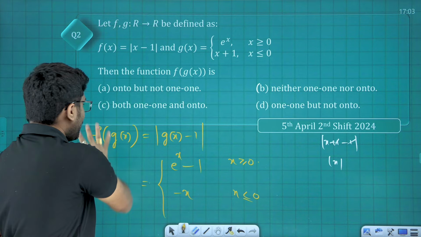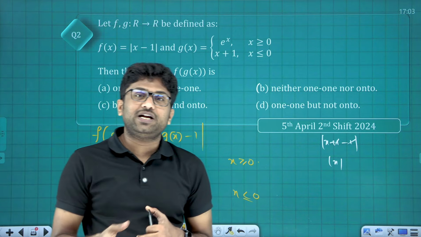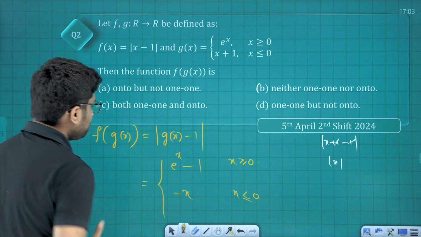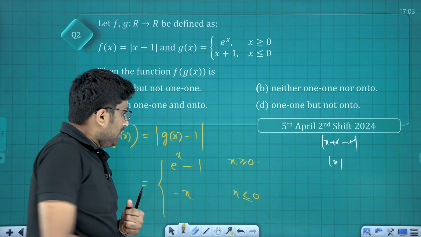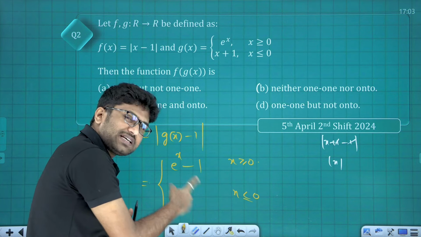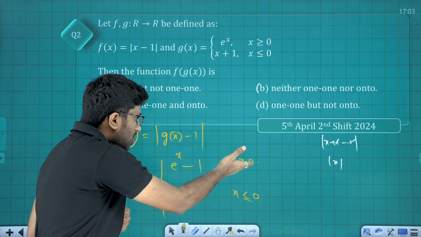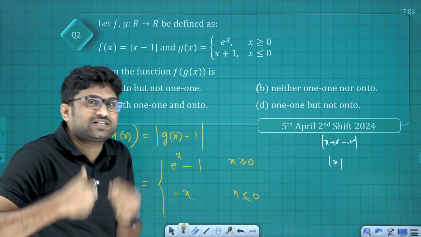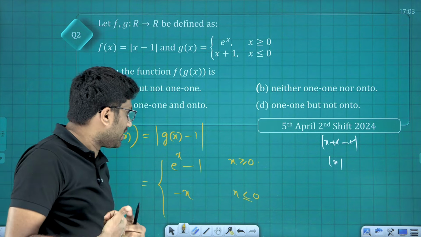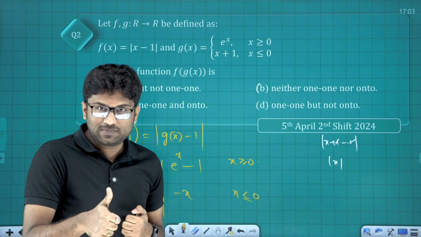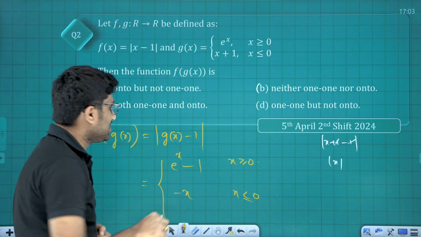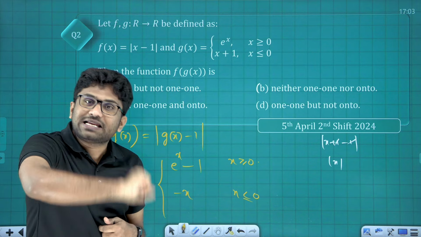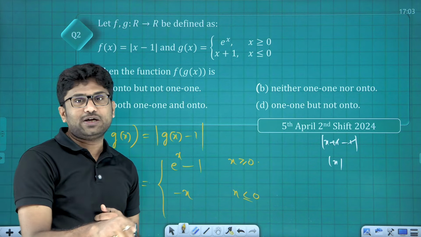Okay, now we have got f of g of x. We have to determine whether it is one-one function or onto function, neither one-one nor onto. Let's see. Now clearly, when x is less than or equal to 0, minus x is always positive. If x is greater than or equal to 0, e power x minus 1 is always positive. So in the range, you are getting only positive real numbers. Clear? So that means it is clearly not an onto function. It is an into function.